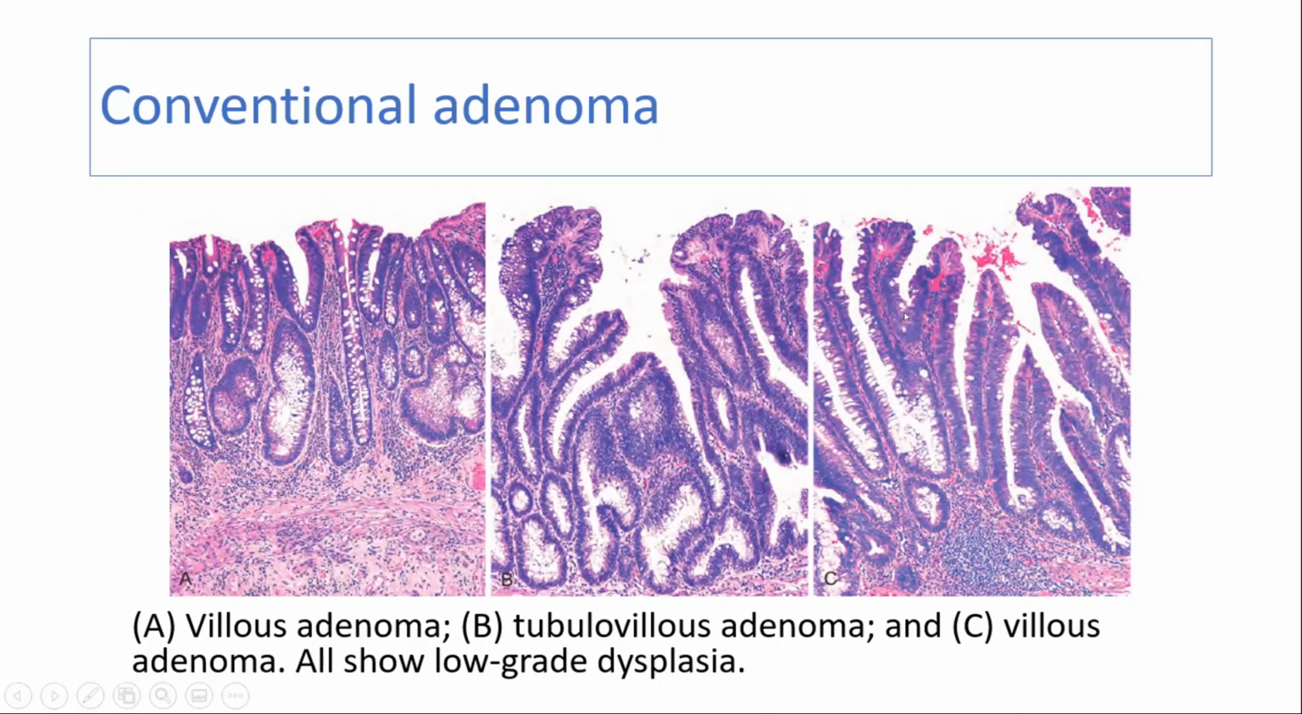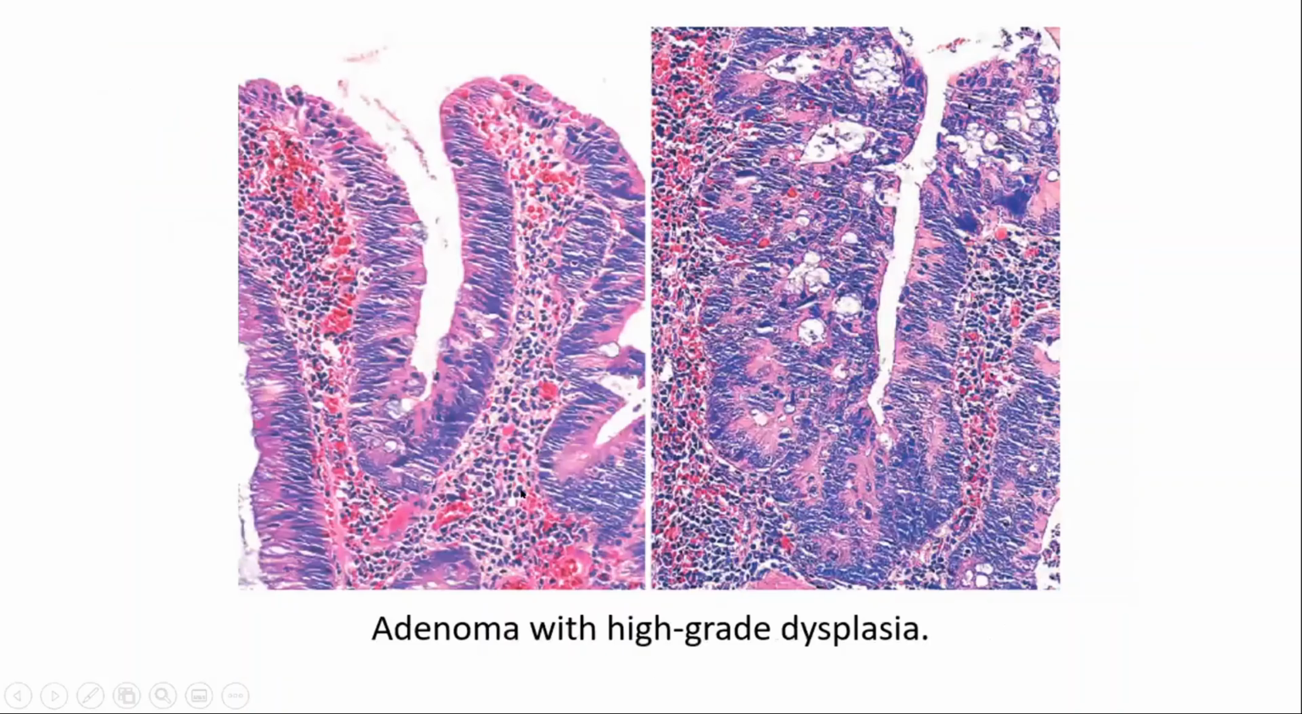So when we look at low grade, they can have pseudostratification, but the nuclei are still basally located, cigar-shaped or ovoid in shape, hyperchromatic with mucin depletion. But when they have high grade dysplasia, it looks like this. The nuclei are more rounded. There is loss of polarity, and the mitotic figures are numerous.